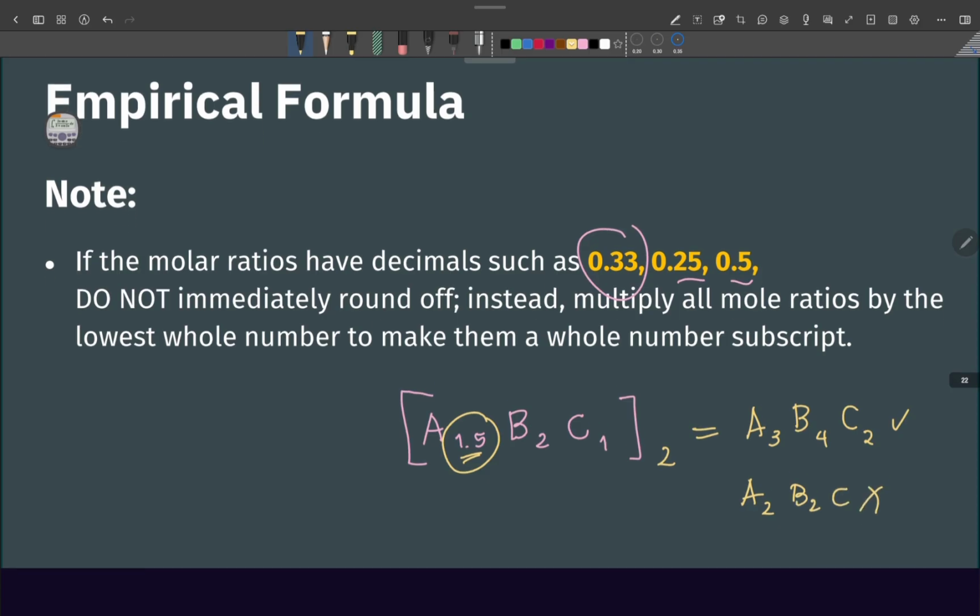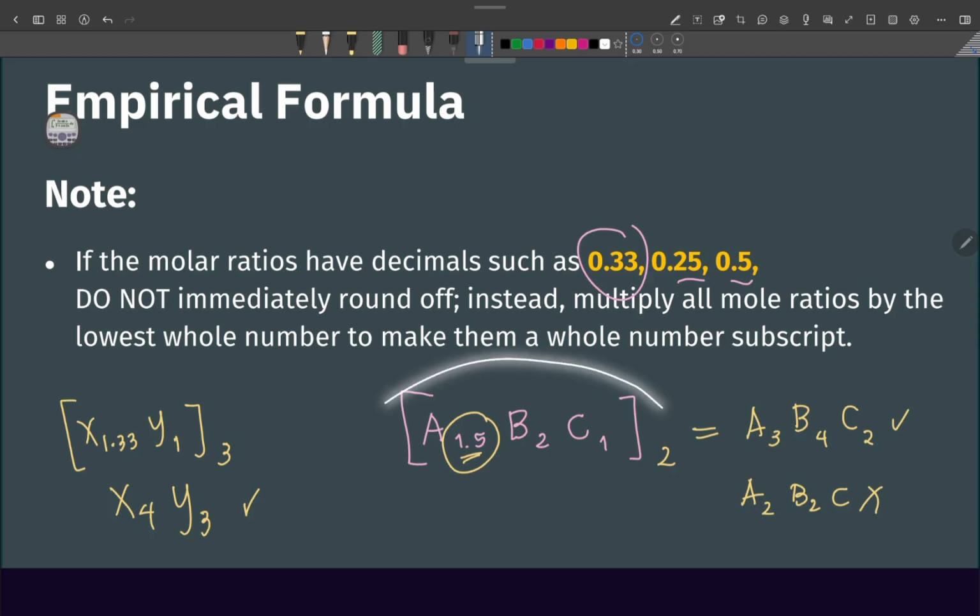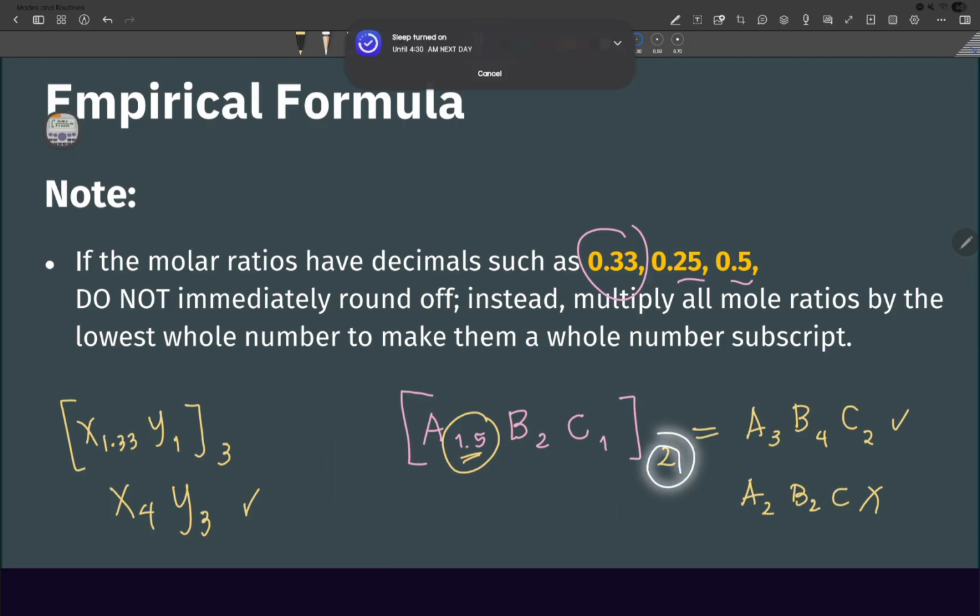Same with 0.33. If you have X sub 1.33, Y sub 1, you have to multiply this by 3 so that this becomes 3.99. So X sub 4, Y sub 3. Okay, the entire empirical formula, not just this one. You write the empirical formula and then that's the time for you to multiply it by 2.